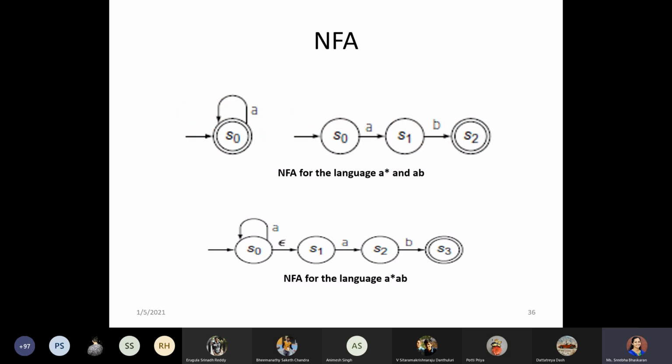So moving on to one more example. If you have a self loop to be represented, it would be represented as A star. To represent A star, the initial state itself would be the final state, and A could occur or may not occur. A could occur many times or may not occur at all. That is why the initial state itself is considered to be the final state.